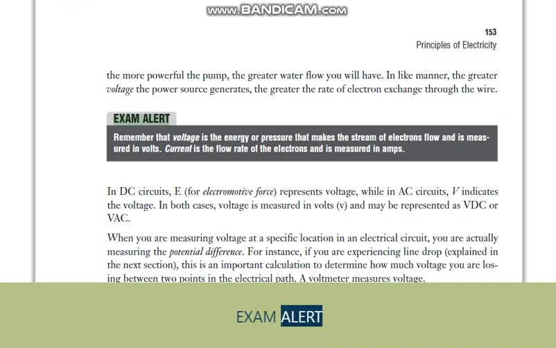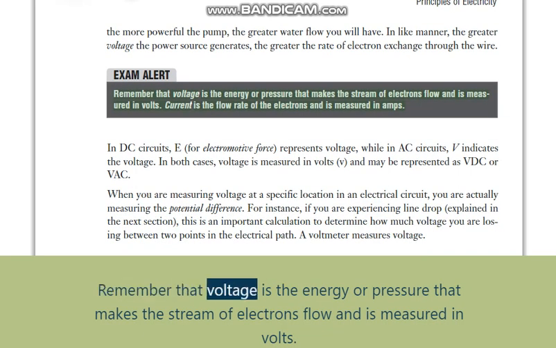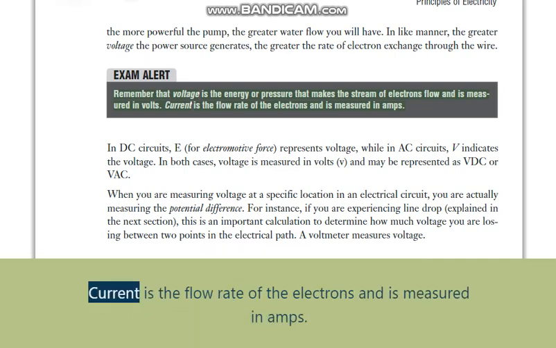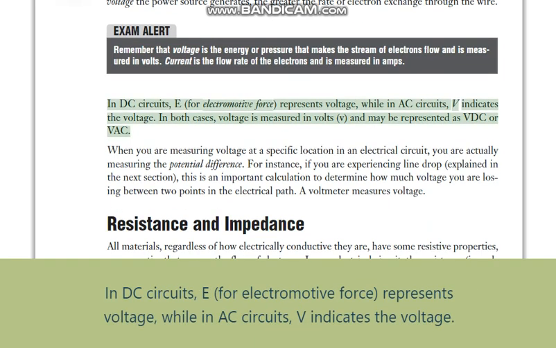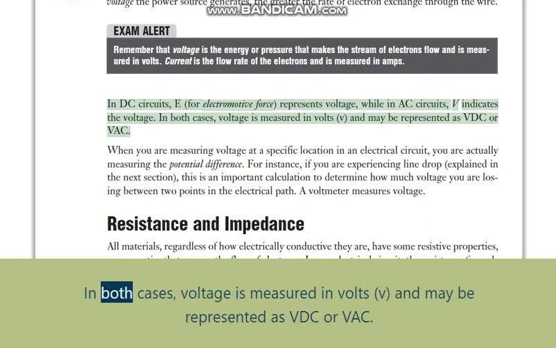Exam alert. Remember that voltage is the energy or pressure that makes the stream of electrons flow and is measured in volts. Current is the flow rate of the electrons and is measured in amps. In DC circuits, E for electromotive force represents voltage, while in AC circuits, V indicates the voltage. In both cases, voltage is measured in volts, V, and may be represented as VDC or VAC.